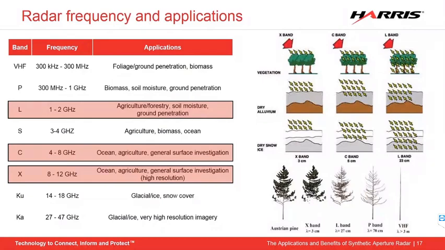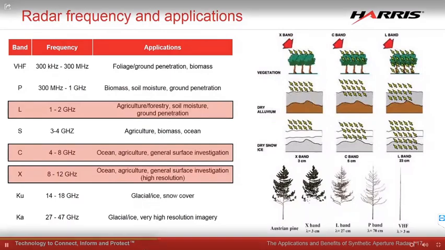So the key here is to have an idea of what you're looking at in your work before you go getting any data, and to make sure that the band is appropriate for what you're trying to do. X and C band SAR are the most commonly used for general surface imaging, while these lower frequency S, L, and P bands are more appropriate for things like biomass studies.